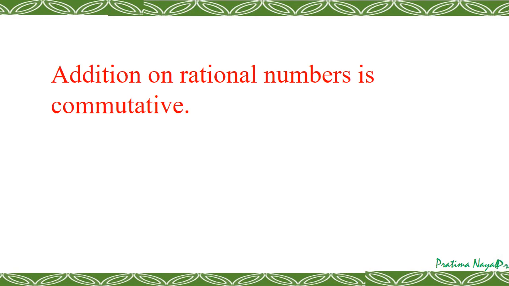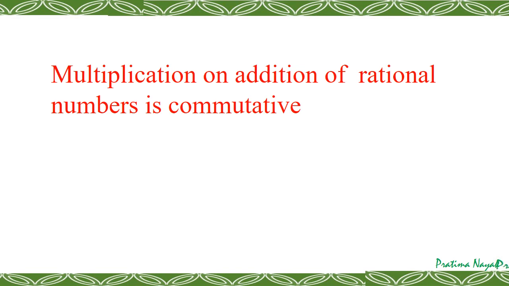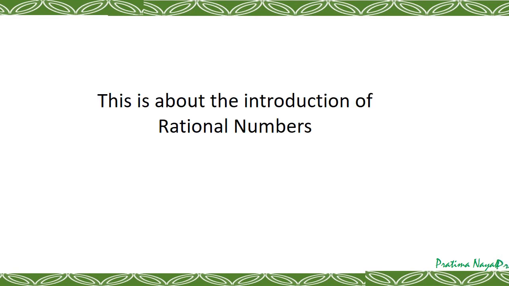And more about rational numbers: addition of rational numbers is commutative. Addition of rational numbers is also associative. Multiplication of rational numbers is commutative. Multiplication of rational numbers is associative. This is about the introduction of rational numbers.